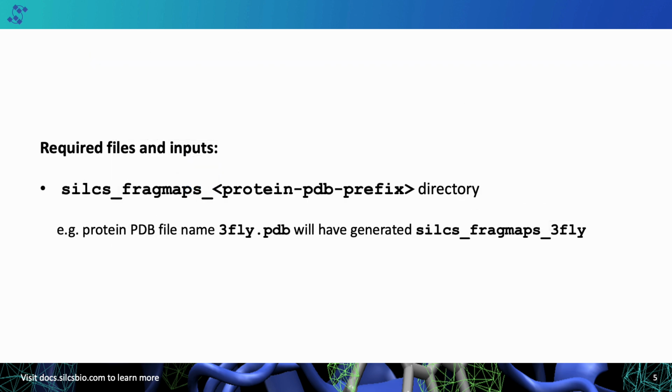For this tutorial, you will need your FragMaps directory and corresponding protein PDB file. After your SILCS simulations are completed and corresponding FragMaps are generated, you can find your FragMaps in a directory named SILCS_FragMaps_ your protein PDB prefix. So if your protein PDB file is 3fly.pdb, then your FragMaps will be in the directory SILCS_FragMaps_3fly. This directory will contain all of the files required to visualize your FragMaps.